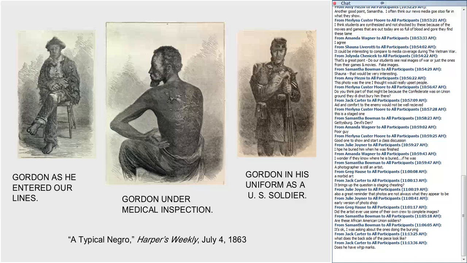You'll see, and these were almost certainly staged photographs, in other words, they would take the same black person, put him in tattered clothing, snap his picture, then put him into the uniform of a soldier and snap his picture, and then sell them as pictures side by side.